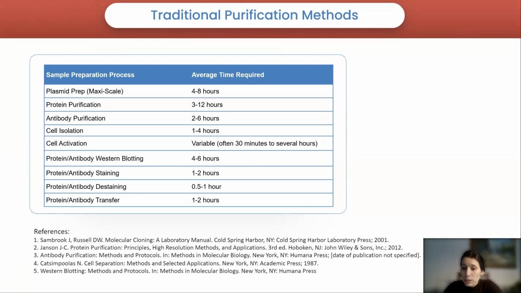So what you're seeing here is that for a traditional purification method, I broke it down basically by the average time required for different processes. You can see, for example, for a plasmid maxi scale, it typically takes, just for that purification step, between 4 to 8 hours. Another instrumental purification method would be, for example, protein or antibody purification. And that typically takes between 2 to 12 hours. So very, very variable, but also very, very time consuming.